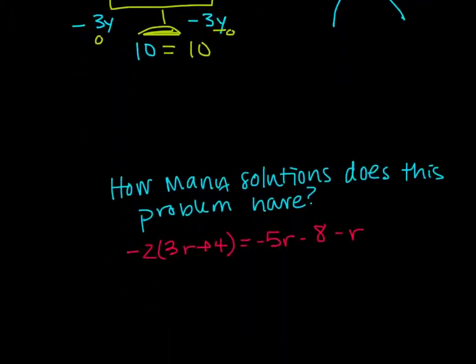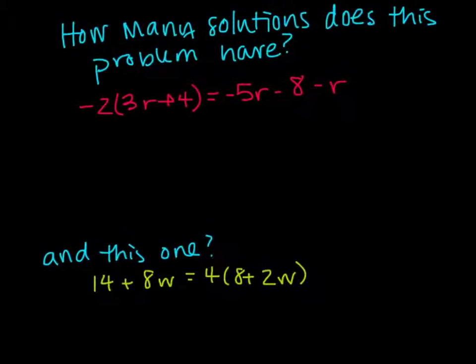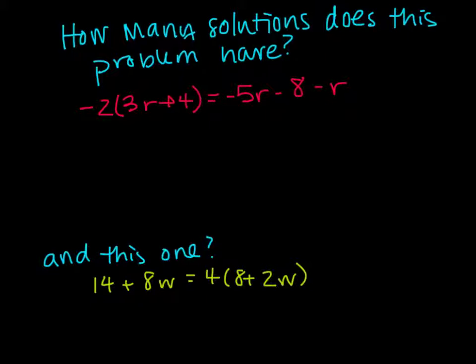So let's practice a problem. Actually, we have 2 of them. So how many solutions does this problem have? We have negative 2 times 3r plus 4 is equal to negative 5r minus 8 minus r. Do this problem, pause this, do this problem, and then we'll go over the answer. Also do the next one, 14 plus 8w is equal to 4 times 8 plus 2w. Do that problem as well.